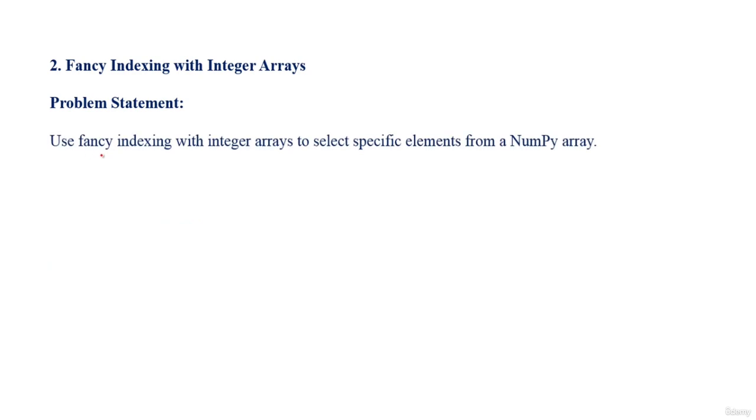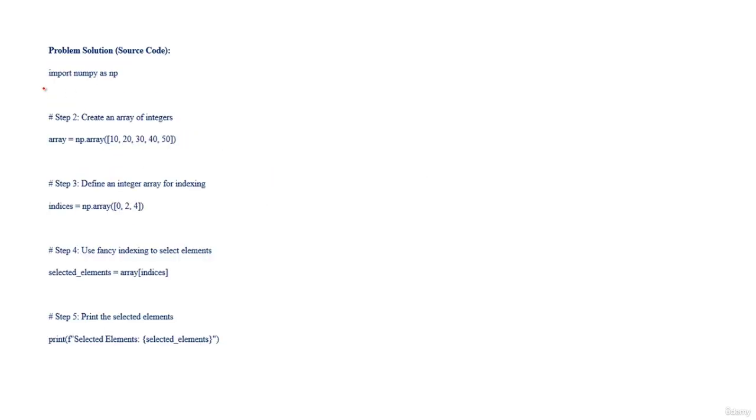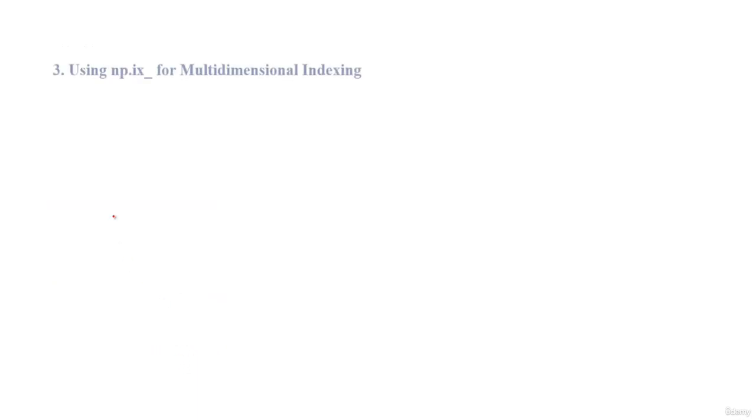Second problem statement, use fancy indexing with an integer array to select specific elements from a NumPy array. Same, but there will be some differences. Fancy indexing. Skills required and instructions. This is the algorithm step. So NumPy importing and creation of an array of integers. So this is actually an integer based array, you know that, and also fancy indexing. So it will show a result to the user. Actually those elements will be specific or selected elements.